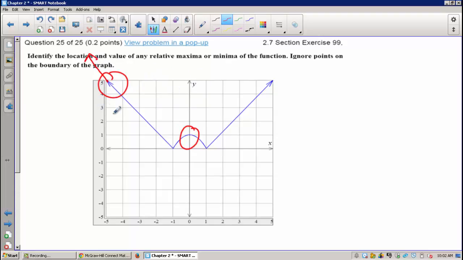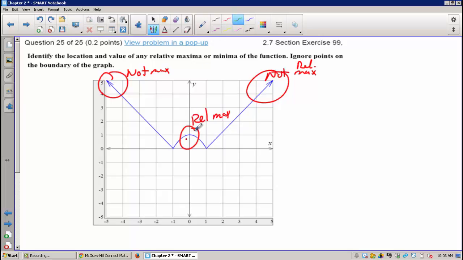They are never stopping. So this is not a maximum, because it keeps going. This is not a maximum because it's not max. Not a relative max because it keeps going on. But this is a relative maximum. There is a maximum here. But where is this happening?